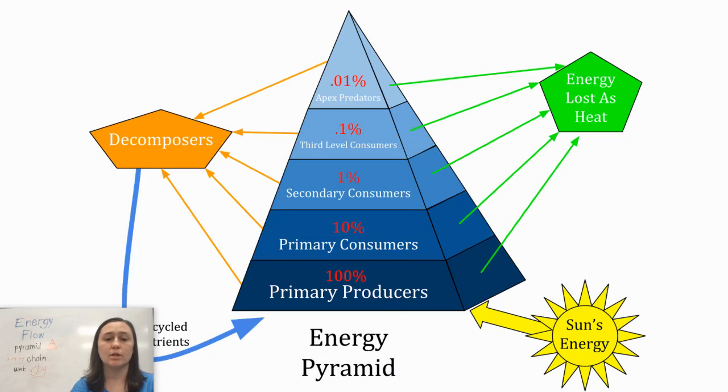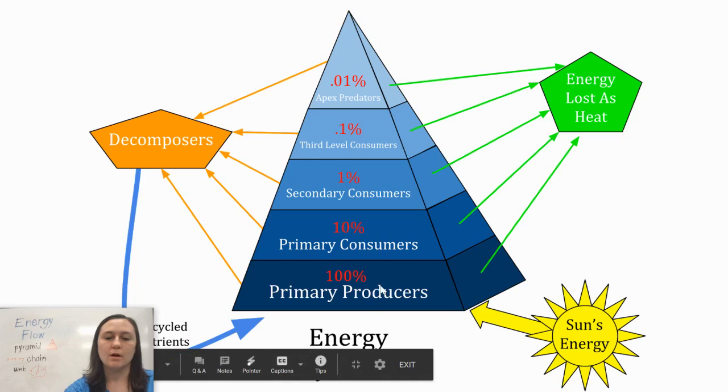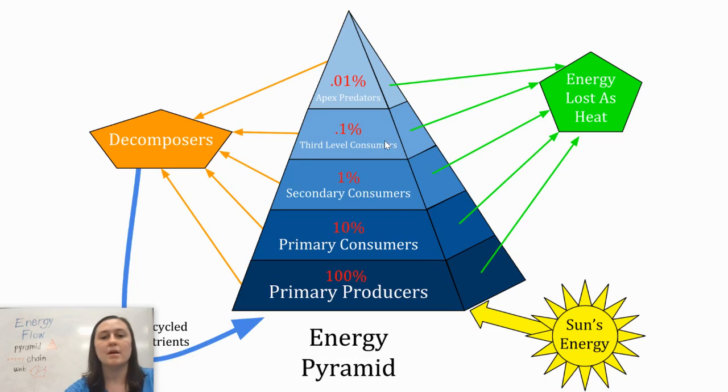And here's another really complicated looking energy pyramid, but it's not that complicated. It's actually more detailed. So at the bottom, we have the producers. They have all the energy. When primary consumers eat them, they get 10% of that. Then secondary consumers get 10% of that. Third level consumers get 10% of that. Apex predators get 10% of that. And it goes on for however long it goes.